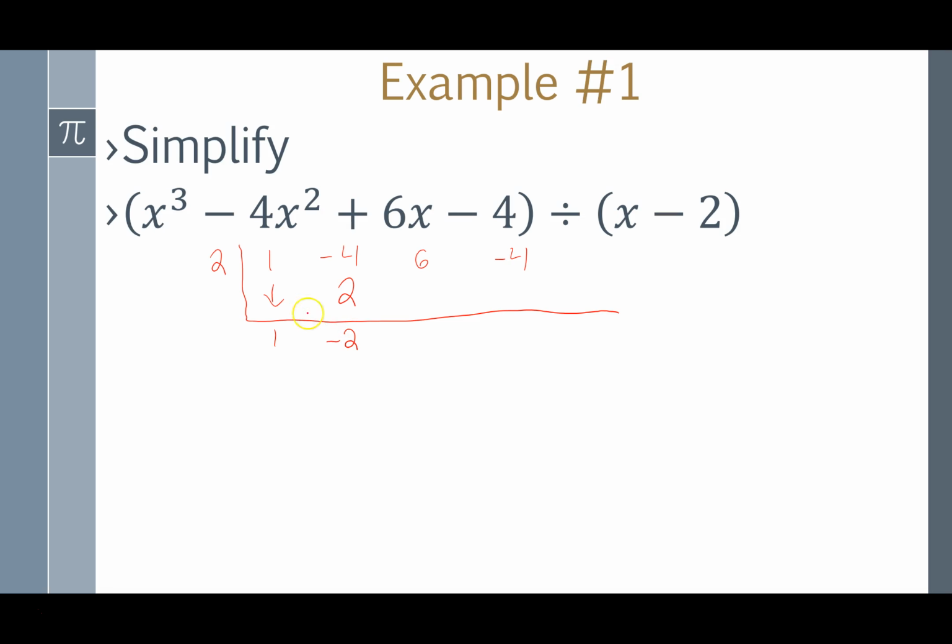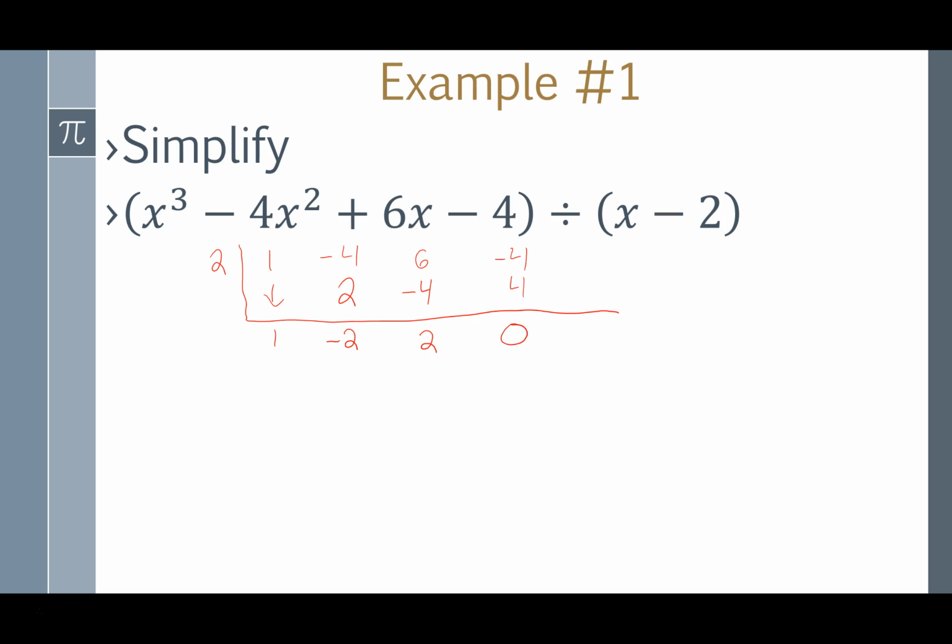Again, whatever's on the bottom multiplies with the outside. So 2 times negative 2 is negative 4. We again add. 6 plus negative 4 is a positive 2. We then multiply. 2 times 2 is 4. We then add. Negative 4 plus 4 is 0.